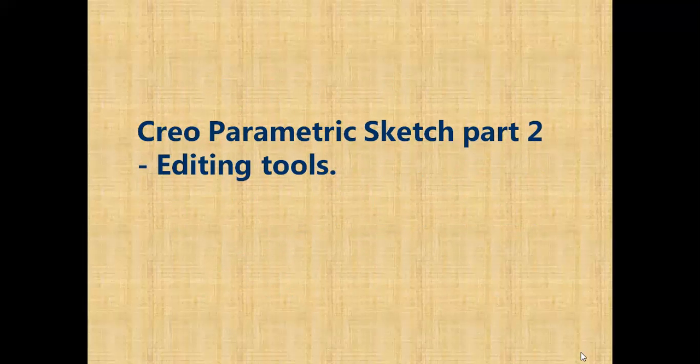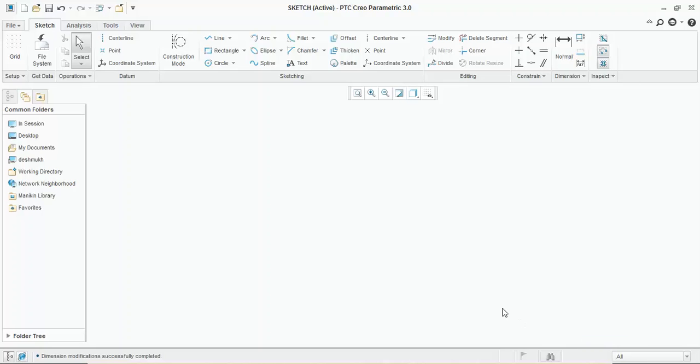Hello friends, in this video you will learn about editing tools. Before watching this video, I recommend you watch Creo Parametric Sketch Part 1. In the previous video of Creo Parametric Sketch Part 1, you learned about the sketching tools. Sketching tools are used to place the geometry, and editing tools are used to edit those geometry. We will learn editing tools today.